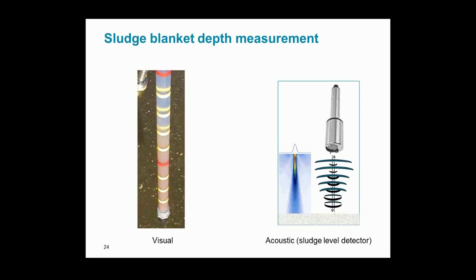With the visual and the acoustic methods, they should generally give very similar results, but under certain circumstances, for instance, when the sludge blanket is not very well defined, you can get a very subjective evaluation on the sludge judge and may or may not agree with your online blanket level sensor.